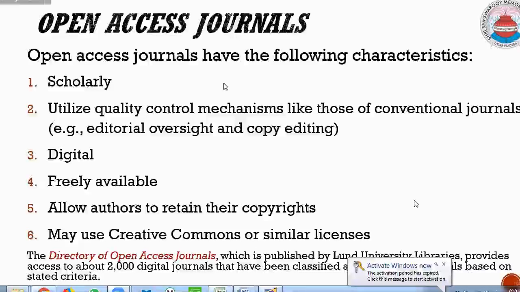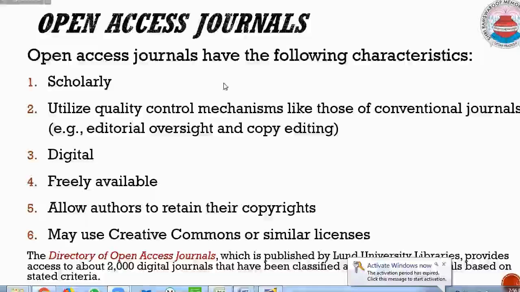And for all those open access journals, I sent you a video also, the Directory of Open Access Journals, which is published by Lund University Libraries. It lists more than 2,000 digital journals classified as open access journals. It is very important to consult the directory, because the journals which follow those six points are registered as open access journals. If a journal outside of that claims to be open access, it is not an open access journal. So be careful.